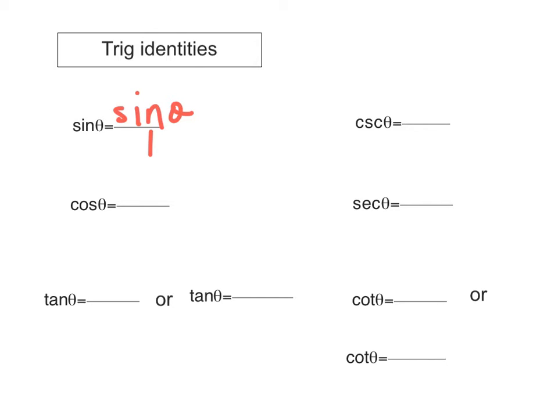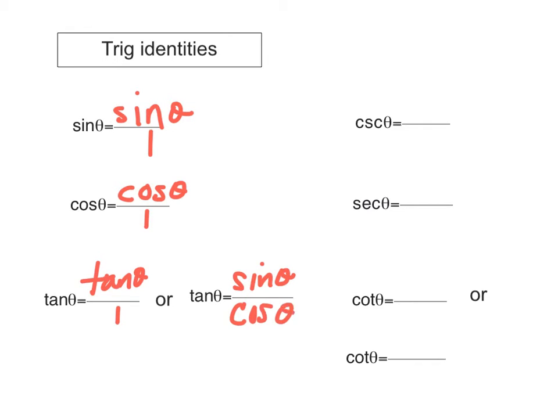Cos theta then is also cos theta over 1. Tan theta, well, you've probably guessed it, is tan theta over 1. Now here's where it gets tricky. We've talked about another way to represent tangent. Tangent is also sine theta over cos theta. We've talked about that in previous videos.